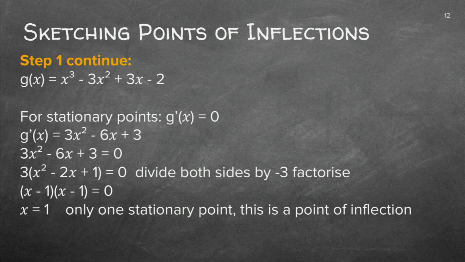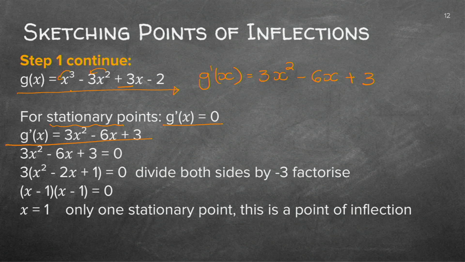So step 1 continues now. Now we can work with what we have. And remember, for a stationary point, your derivative g'(x) must be equal to 0. So from there, you first go and get g'(x). Remember, so it's again 3x squared minus 6x plus 3. So it's the same as that one. So remember, from there you go to the next step. And you say equal to 0.